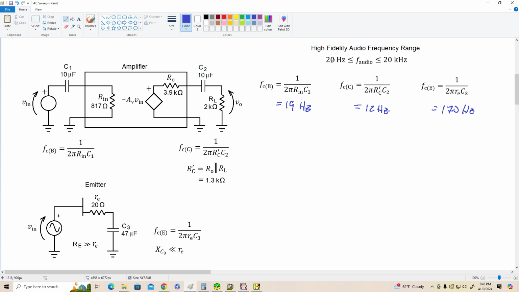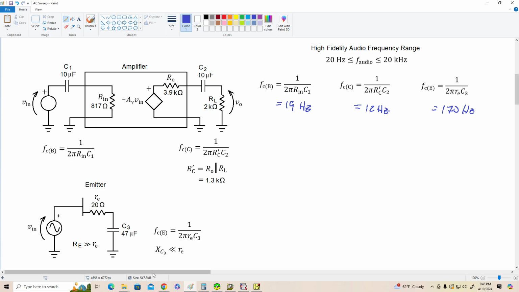If we wanted to operate down to 20 Hertz, our emitter bypass cap is just not big enough. So we'd have to use a bigger cap here, maybe 100 microfarads or even 220, to get this corner frequency down with the others. But this might be good enough for some applications, so let's just roll with it.